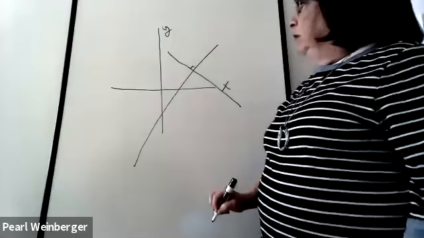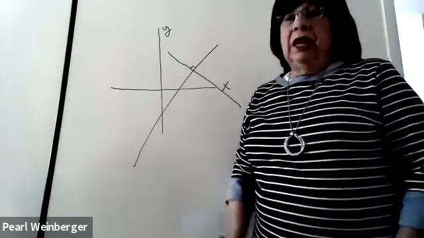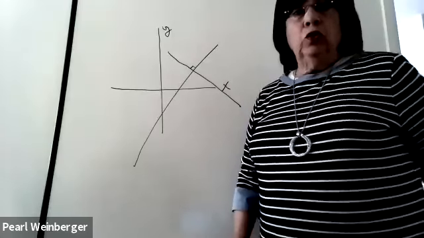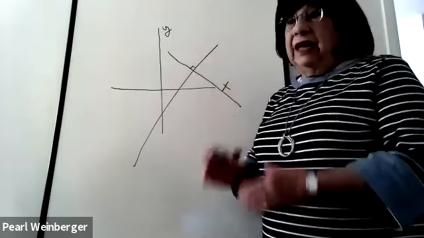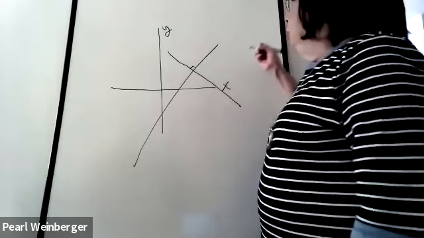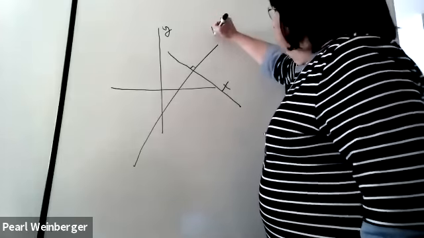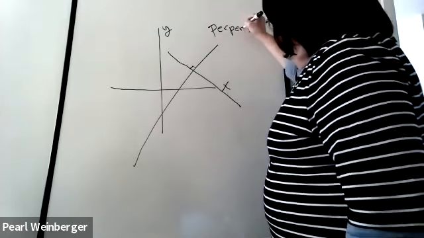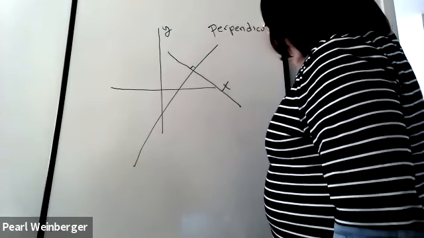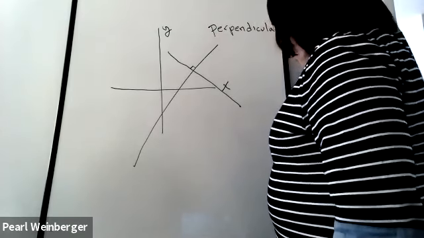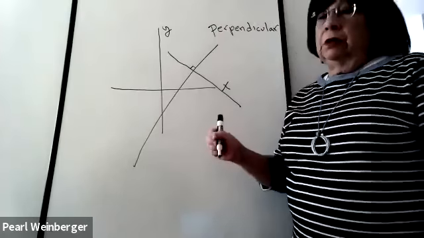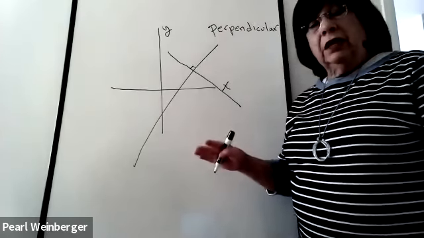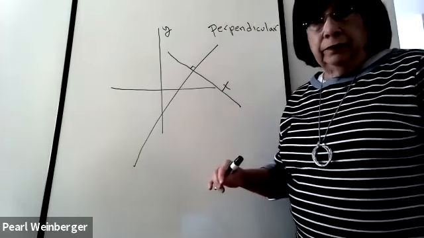Put a little square over here. They're meeting at right angles, 90-degree angles. Those lines are called perpendicular. So perpendicular lines are lines that intersect at 90-degree angles.